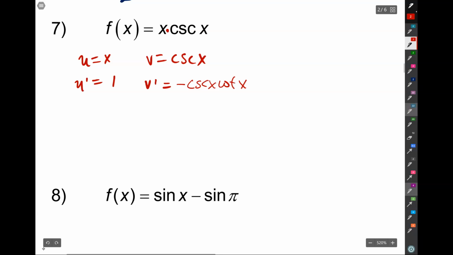Like, how are we supposed to know that? I mean, ideally, if you forget, then you could just rewrite this as x over sine, and then you can use quotient rule. No, okay, let's try again.